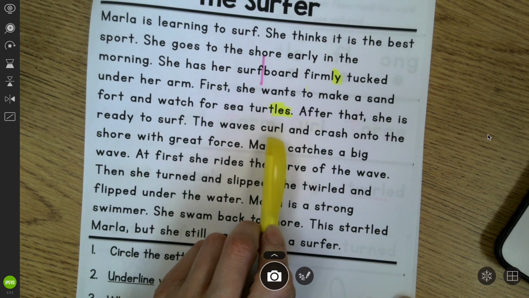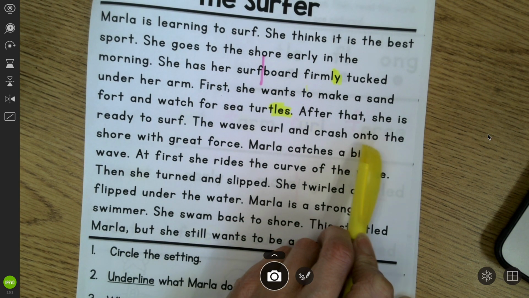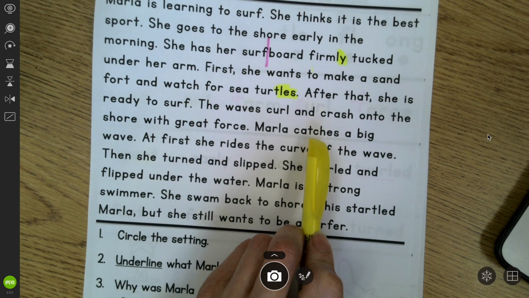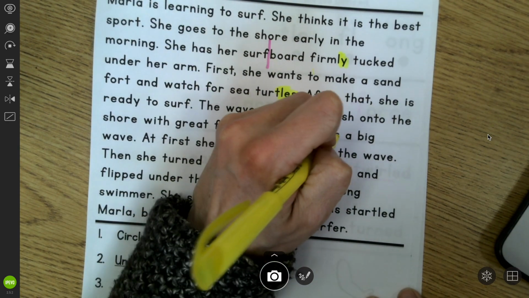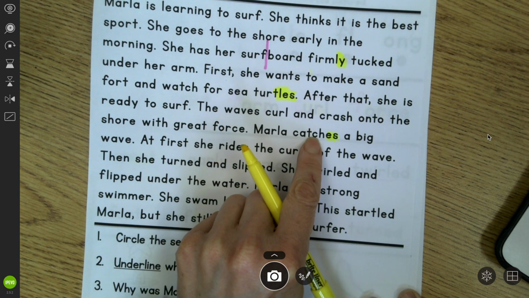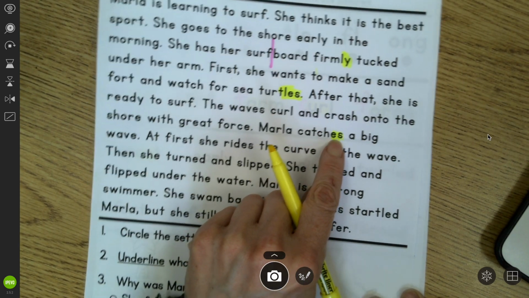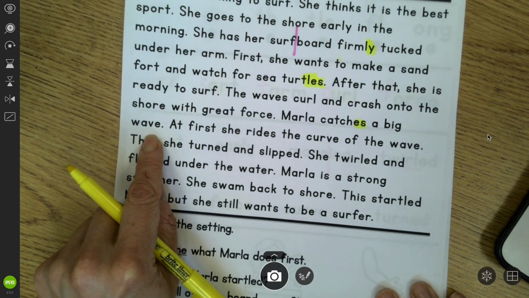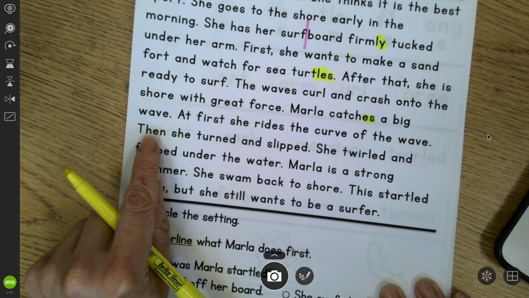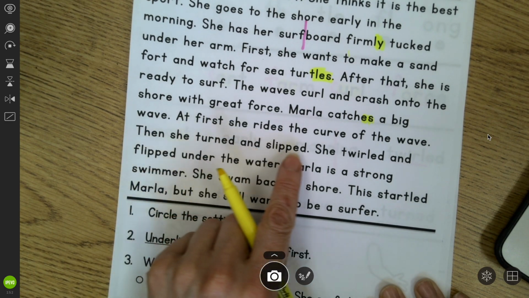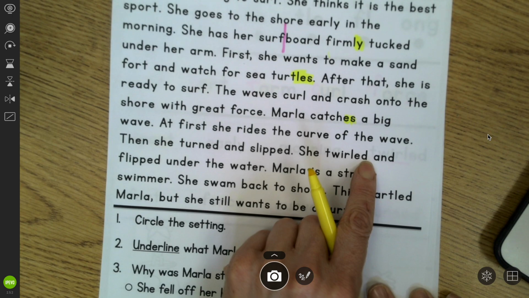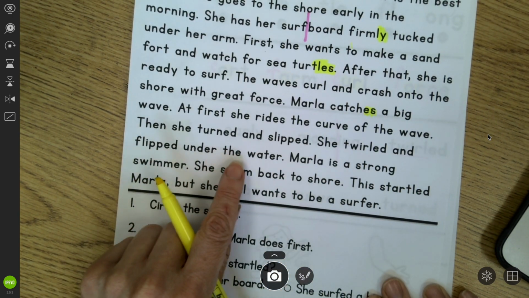The waves curl and crash onto the shore with great force. Marla catches, so here we have catches, a big wave. At first, she rides the curve of the wave. Then she turned and slipped. She twirled and flipped under the water.